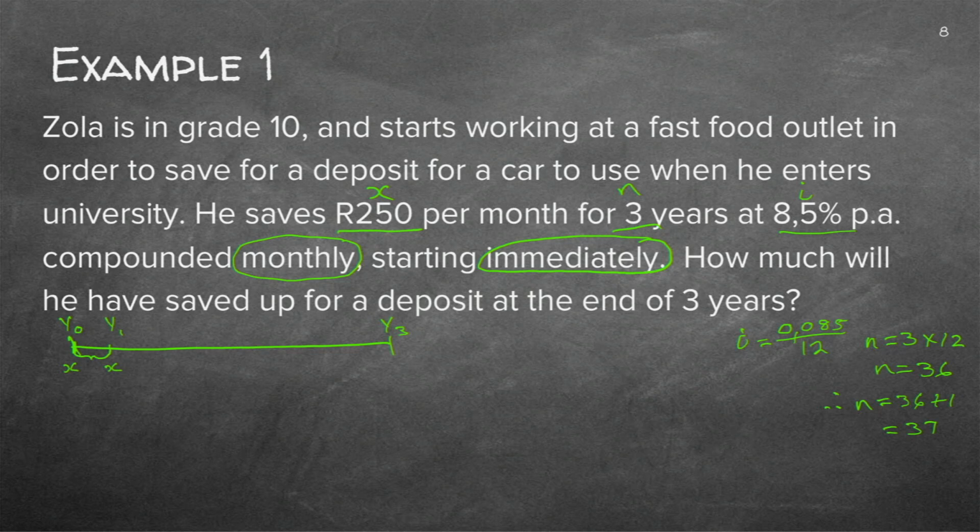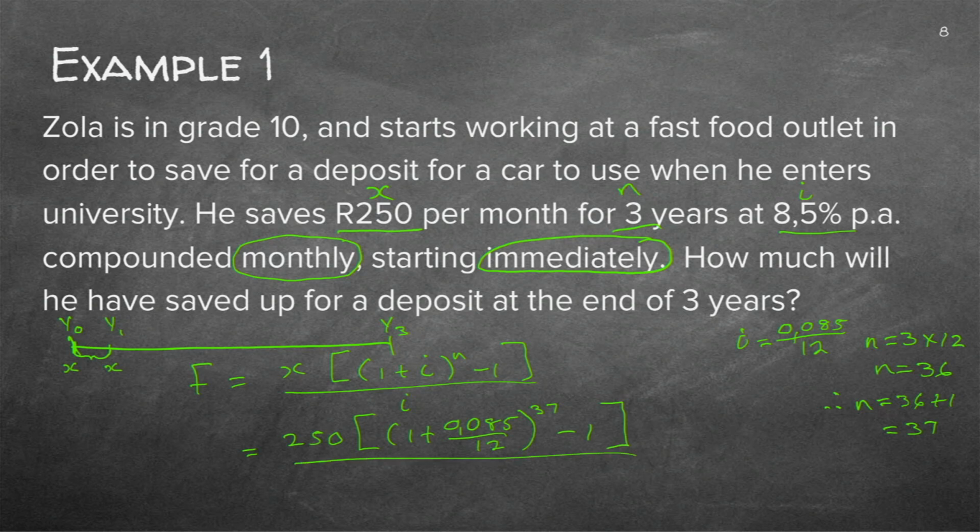So I'm going to do my normal formula. F is equal to X times ((1 plus I) to the power of N, minus 1) over I. I'm going to fill it in. The amount is 250. 1 plus the I is 0.085 over 12, to the power of, be very careful, 37 minus 1, over 0.085 over 12. You see the two I's are exactly the same. That's why I just write them on top of one another.